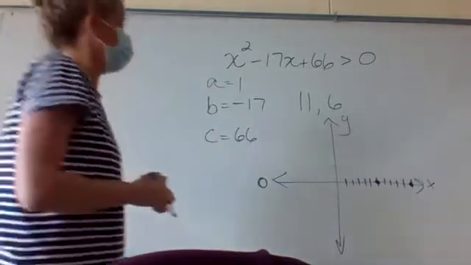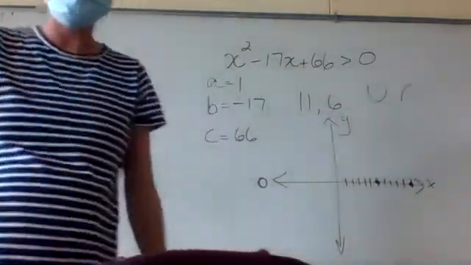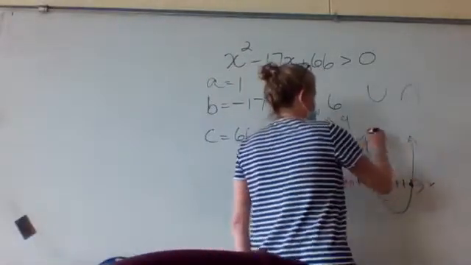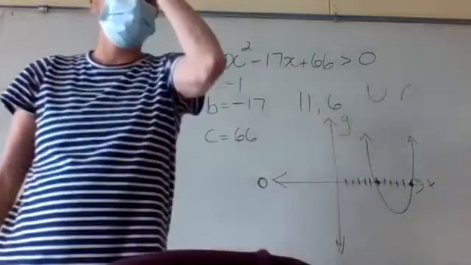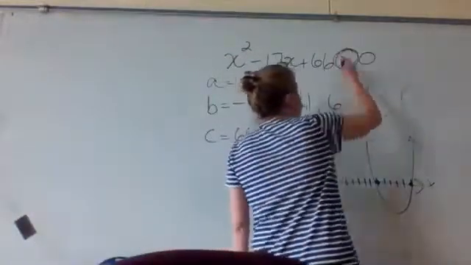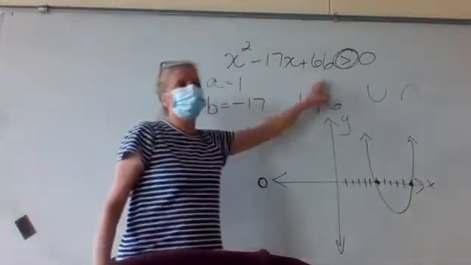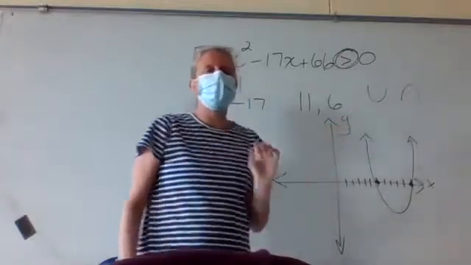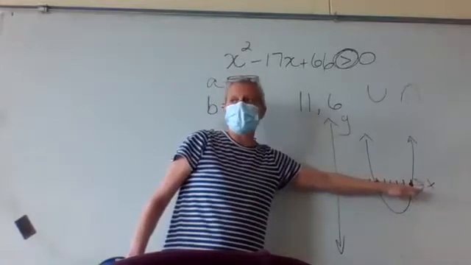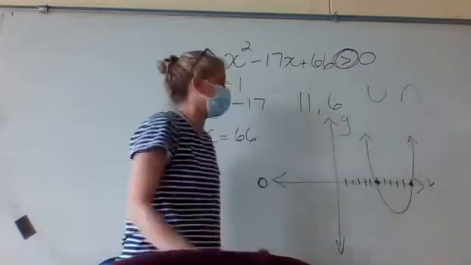So I need to know, is it regular or upside down? That's all I need to know about it. So it's a positive x squared, which means it's regular. Now you always got to check your symbol. Look at this one. It's a greater than symbol. So it wants to know, where is this quad graph greater than 0? Or in other words, above the x-axis this time, right? If you're greater than 0, you're going to be above the x-axis.